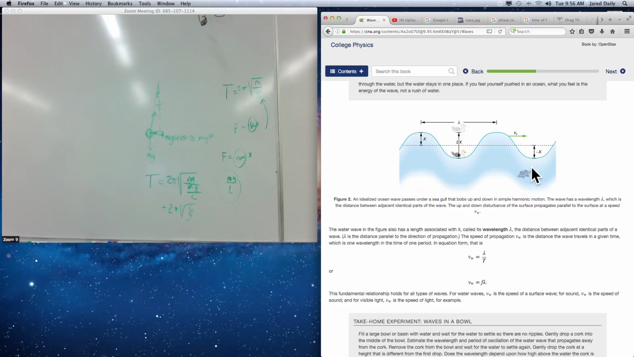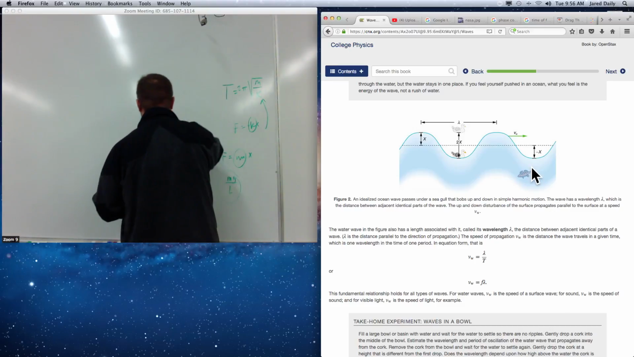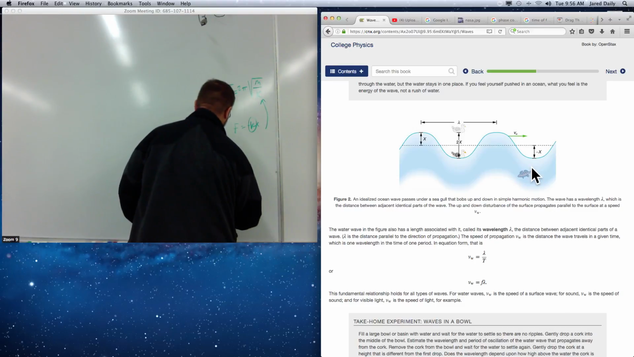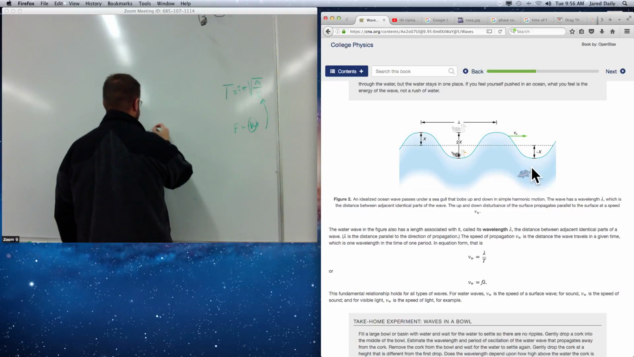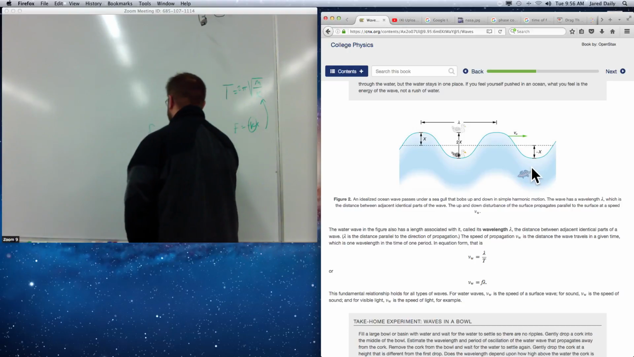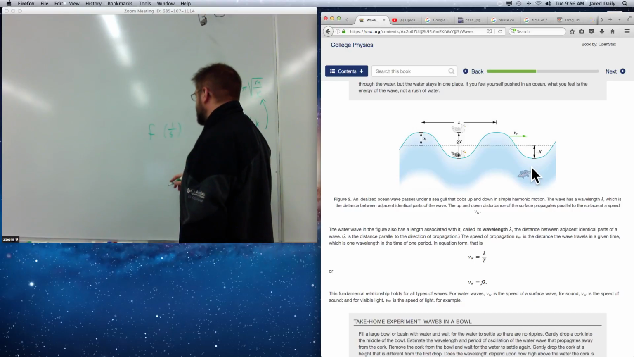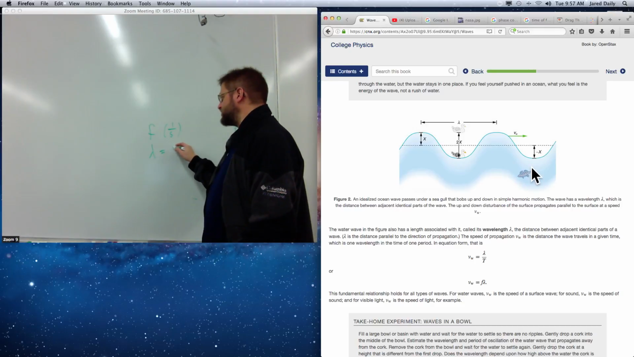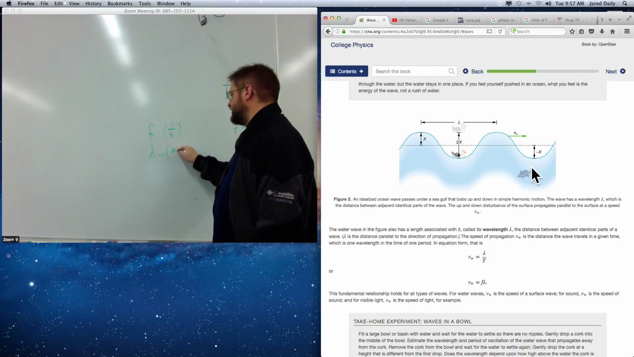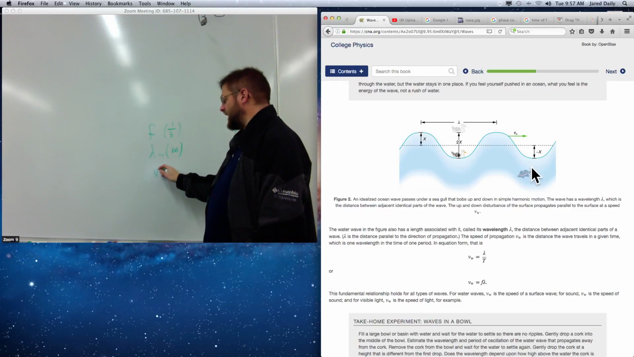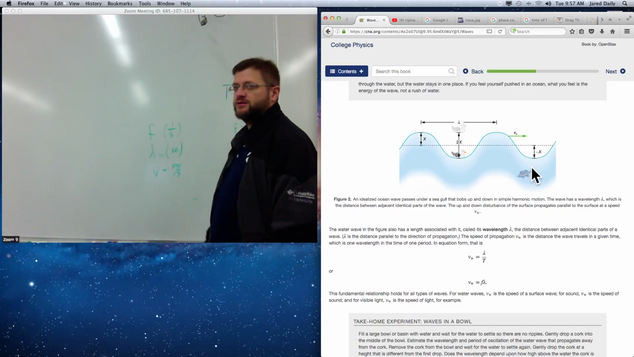And that is the frequency, which is the number of waves per second, which is given in hertz, which is per second, so 1 over seconds. And then we have the wavelength, which is how long the wave is, and that's measured in meters. And speed, or velocity of the wave, is meters per second, right? So what if we just multiply the speed and the wavelength?